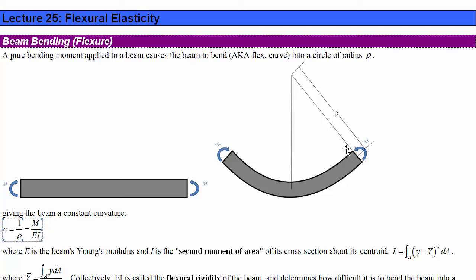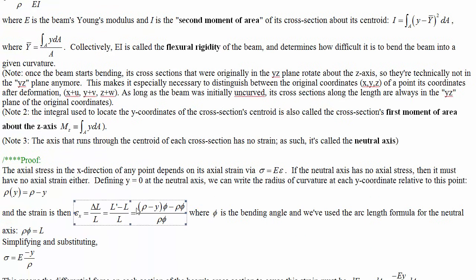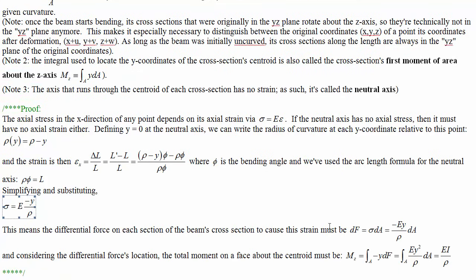So the length of the part at the top, or at any point, would be rho minus y all times phi, which means the strain is rho minus y times phi, minus rho phi, all divided by rho phi. So the strain is negative y over rho. Stress is just the Young's modulus times the strain, and the force is the stress times the area.